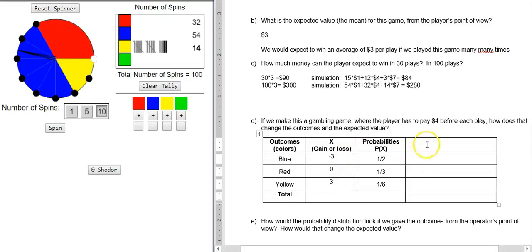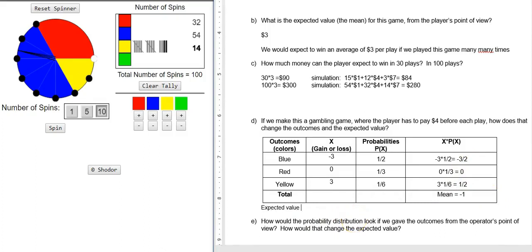Now if I want to figure out my expected value, I'm going to take each of these and multiply them together. Now I have to be careful here, because if I have a negative value over here, I have to make sure and include that when I do this. So this is going to be -3 times 1/2. This one is 0 times 1/3, which is going to give me a 0. This one is a +3 times 1/6. That's going to give me a +1/2. If I add these 3 together, that's going to give me an answer of -1. This means that my expected value is a -$1. I can expect to lose an average of $1 for each play.